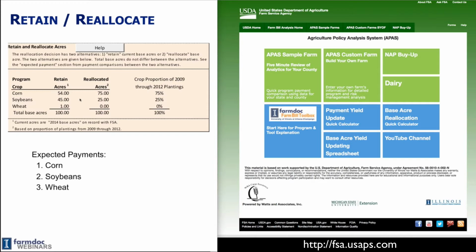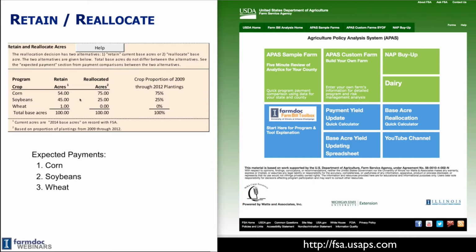So that's acre reallocation. You will be given 2 alternatives. We would suggest picking the one with the most corn acres, least amount of soybeans, and our expected payments ranking over the next 4 years are corn first, wheat second, soybeans third. And soybeans and wheat are reversed in that one. We've made a typo. Actually, I made it.